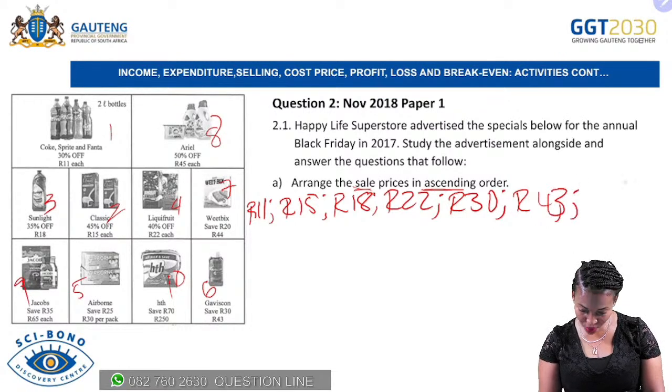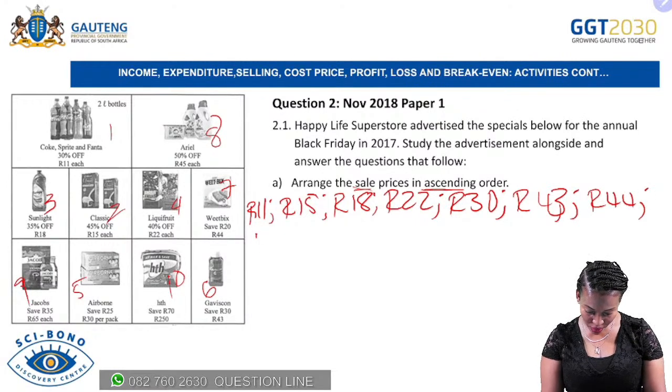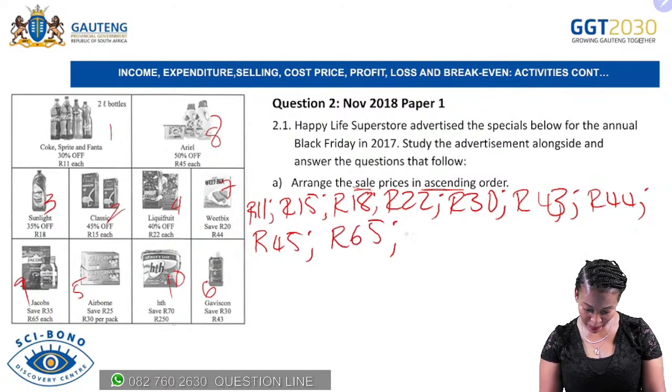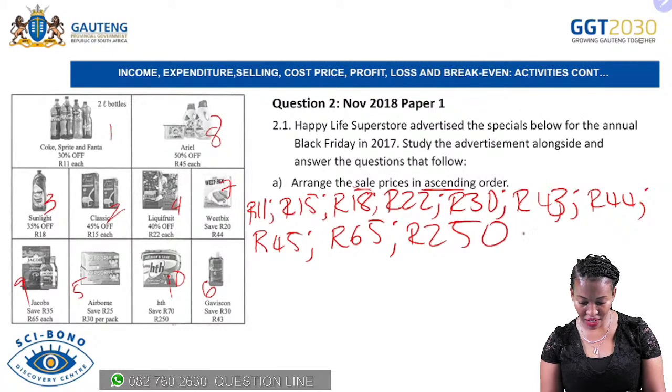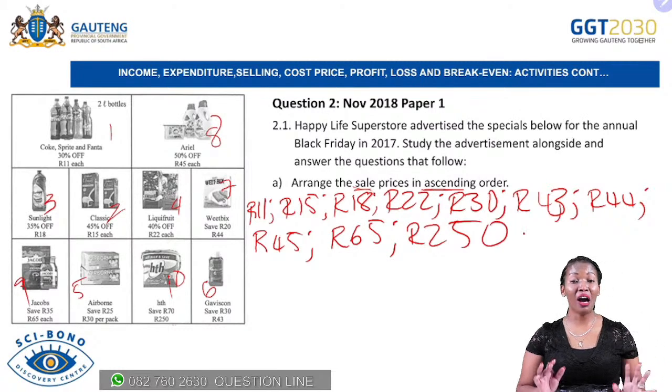The seventh value is 44 rands. The eighth value is 45 rands. Number 9 is 65 rands. And then lastly, number 10 is 250 rands. Did you see how quick that was?